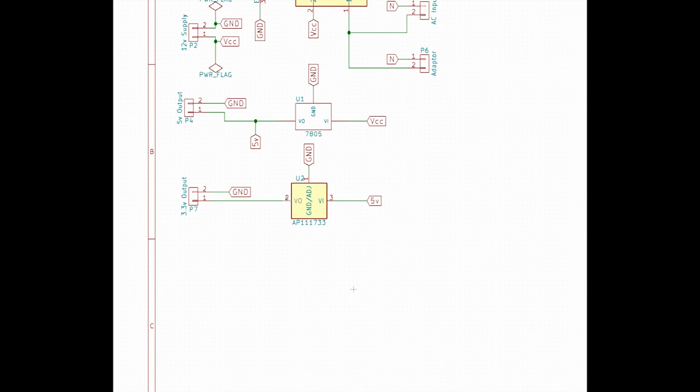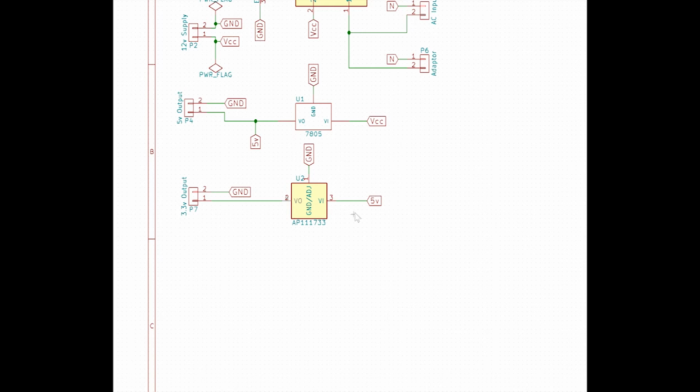I would also very quickly show you how I got a 5 volt output and a 3.3 volt output. I have a VCC input which goes into an IC called 7805, a 5 volt regulator IC, which has 3 pins. One connects to the ground, one connects to the input voltage, in this case a 12 volt voltage, and I get an output of 5 volts. That is what the regulator IC does.